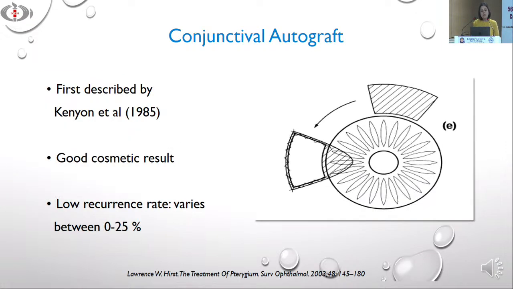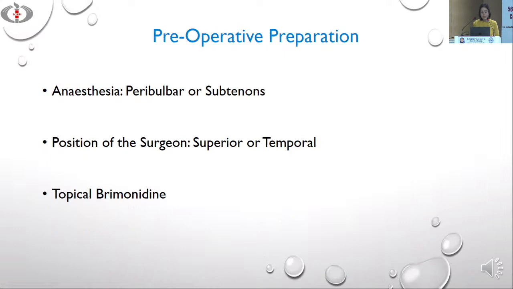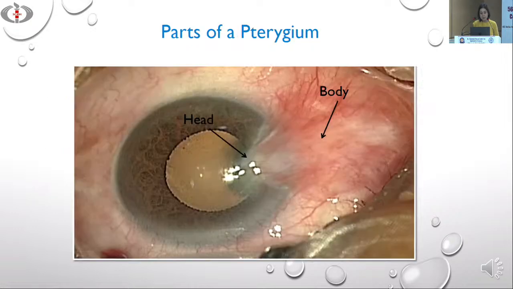Both these goals are fulfilled by the conjunctival autograft technique, which was described by Kenyon et al. in 1985. Now, before we talk about the surgery, let's look at a few preoperative concerns. The anesthesia used could either be peribulbar or subtenon, and the position of the surgeon could be superior or temporal depending on the comfort. Sitting superiorly helps in harvesting the graft with a little bit more ease. Using topical brimonidine 10 minutes before the surgery actually helps in decreasing the intraoperative bleeding.